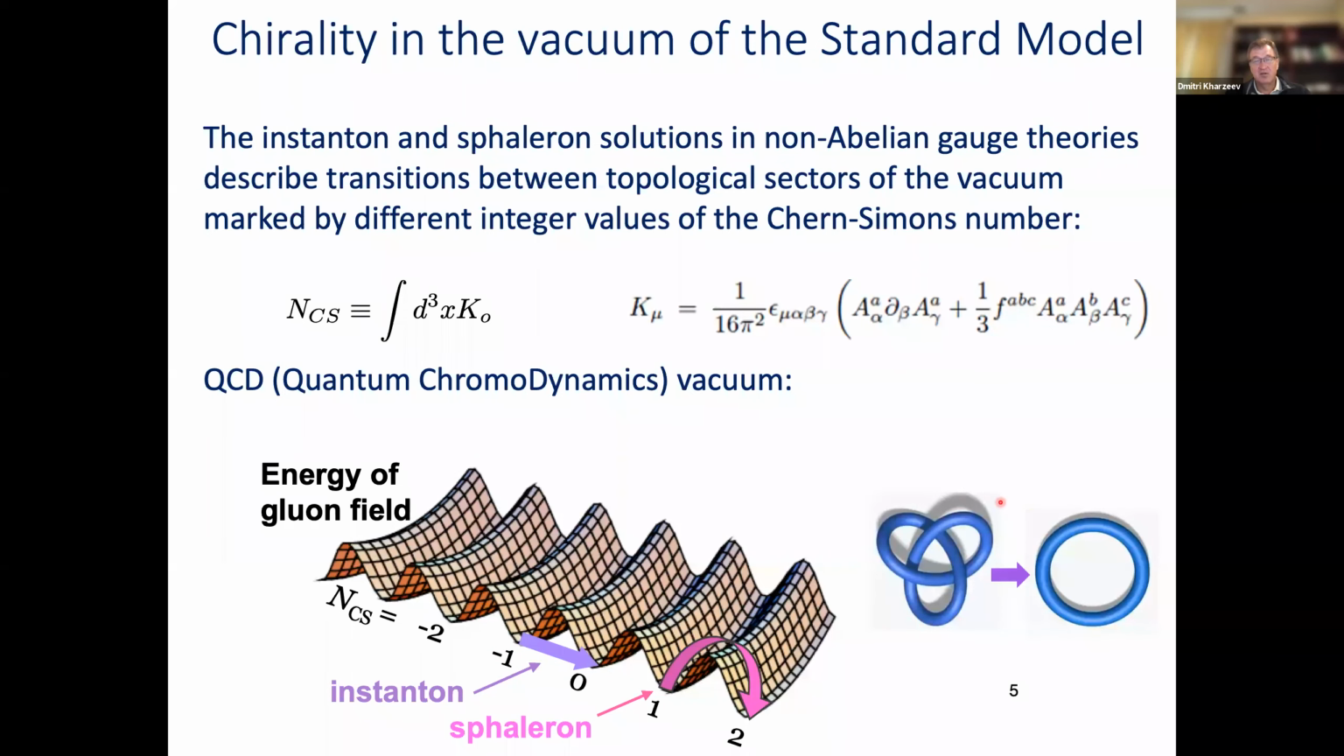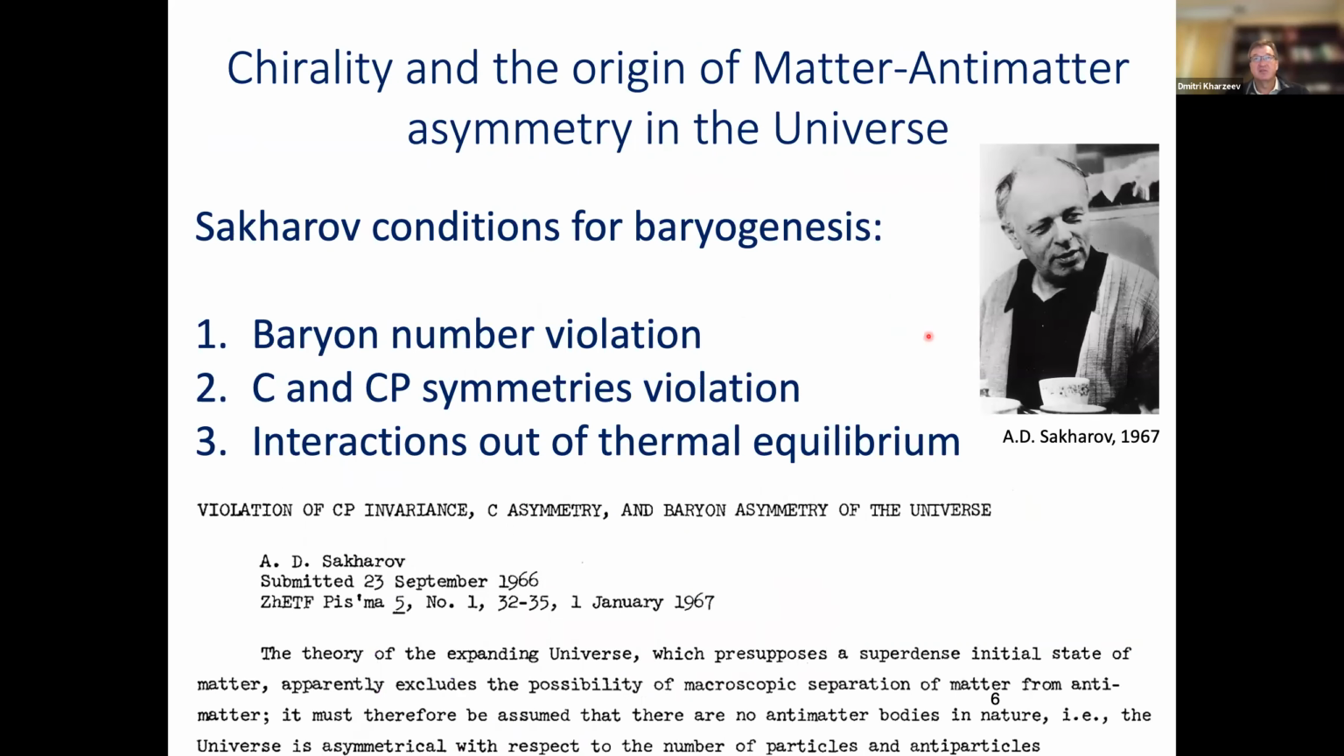So now, why do we have to be interested in this physics? Well, one reason is that this physics may be responsible for the origin of matter-antimatter asymmetry in our universe, because in 1966, Andrei Dmitrievich Sakharov formulated these three famous conditions for baryogenesis: baryon number violation, C and CP violation, and interactions out of thermal equilibrium. And actually, I found a picture of Sakharov taken around the time when this paper was written.